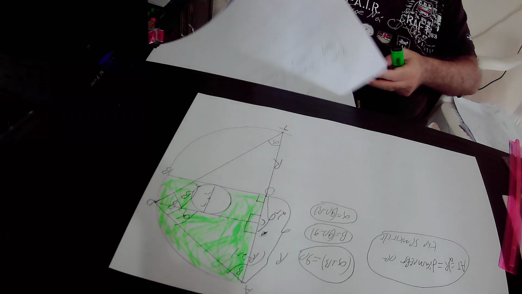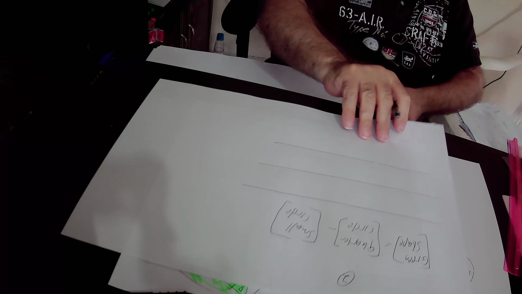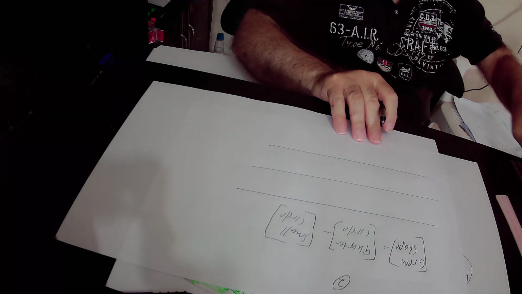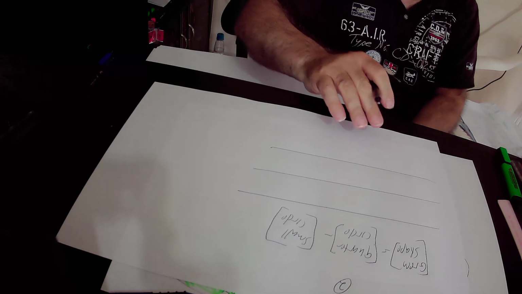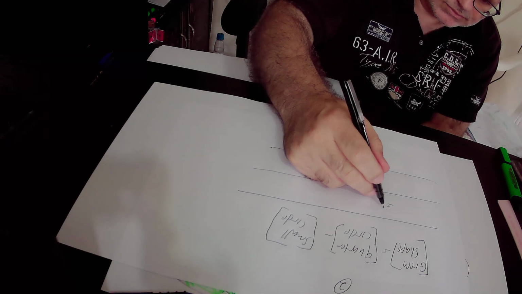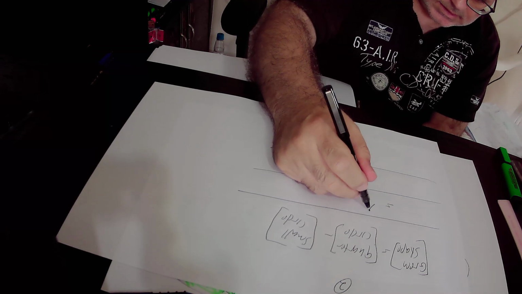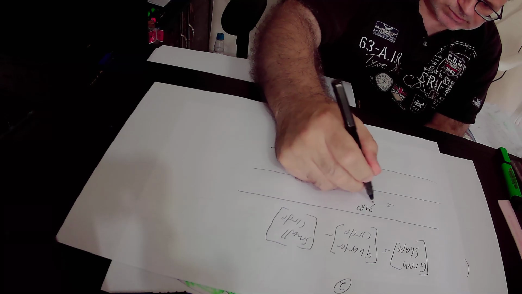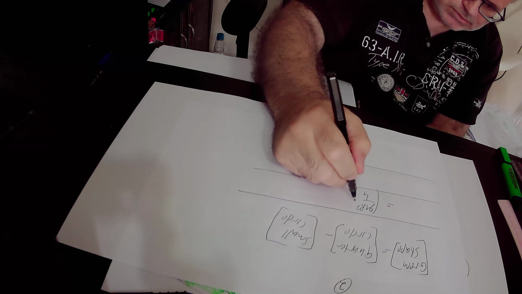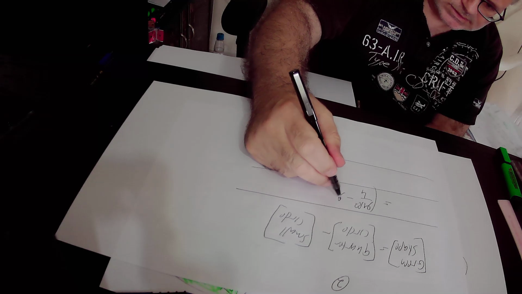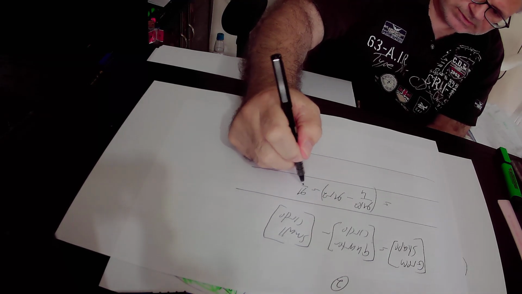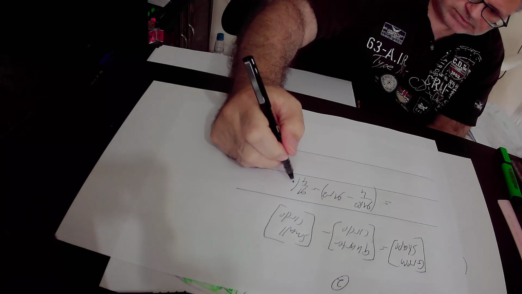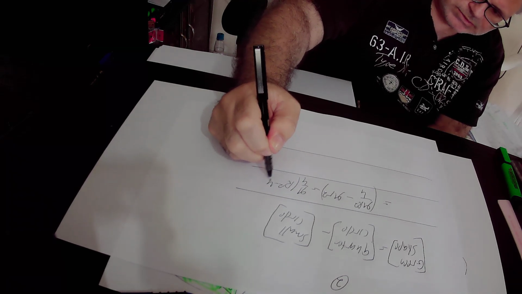I repeat again, the area of the green shape equals the area of the quarter circle minus the area of the small circle. We have already found out that the area of the quarter circle equals pi times capital R square over 4 minus the area of the small circle, that is pi R square. Here we took pi over 4 as a common factor. Inside the brackets we are left only with capital R square minus 4R square.